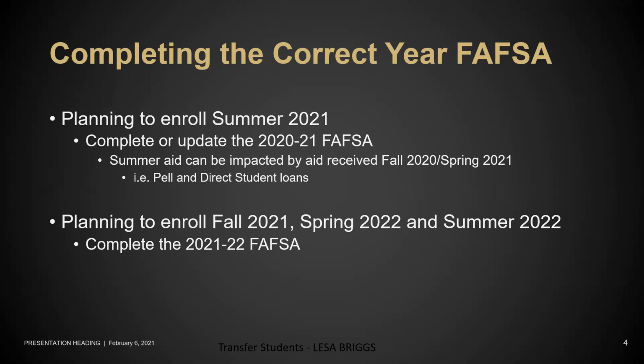Okay. Then if you're planning to start in fall of 21 and for aid in spring of 22 as well as summer of 22, then you will be completing a 2021-22 FAFSA application. So it's very important that when you go onto the FAFSA website that you're selecting the right year FAFSA, because if you select the wrong one, you won't be getting any of the financial aid that you're expecting. But if you're starting in the summer and then will continue on in the fall, you do have to make sure that you complete both FAFSAs.